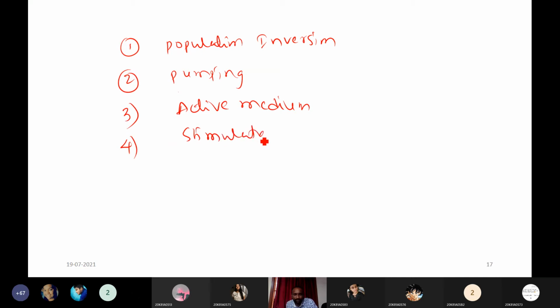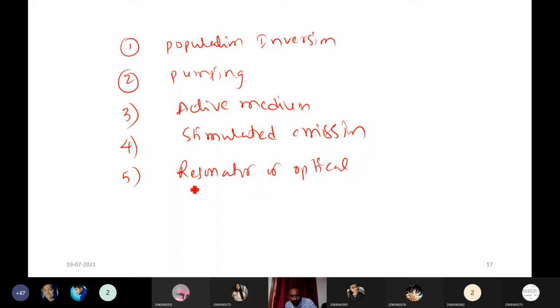Stimulated emission, this is one more thing. And the fifth one, you need a resonator or optical cavity. Why do you need a resonator or optical cavity? To amplify or strengthen the laser beam. To amplify the laser beam you need an optical cavity. These are the few important processes we have to do before producing the laser beam. Now we will see what population inversion means.